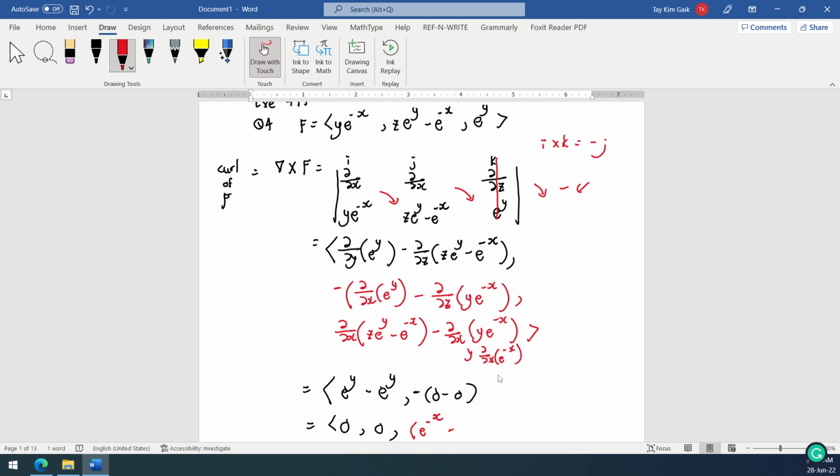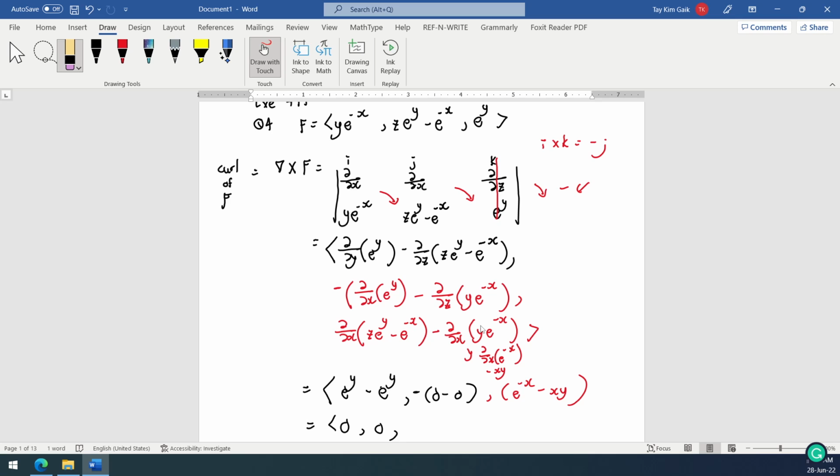Oh, the question is wrong, I cannot get 0. Or is there any mistake? Because differentiating e^(-x) should give negative x y. Why not 0? Hold on, checking question 4. The vector is y e^(-x), z e^y minus e^(-x), e^y. For component k, del/del x of (z e^y minus e^(-x)): this one is 0, so this one I get e^(-x).